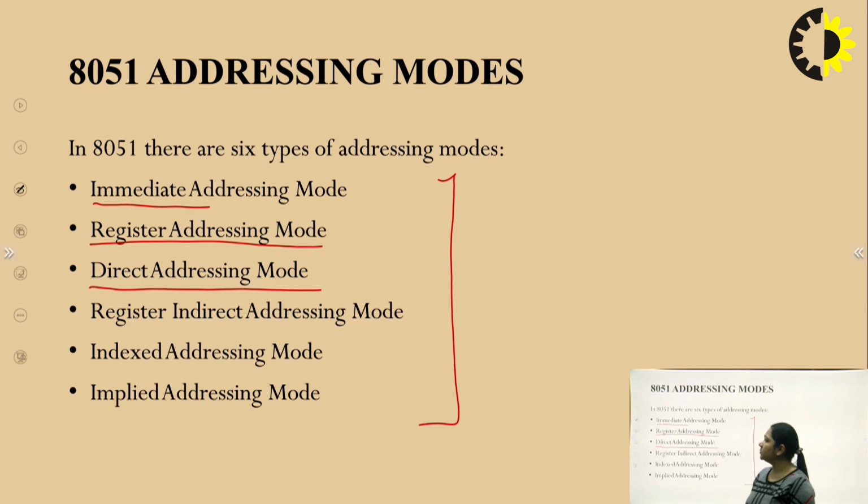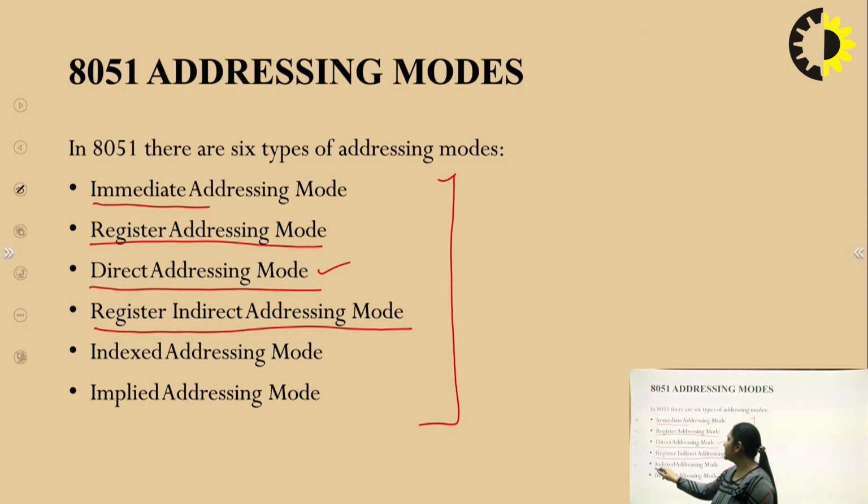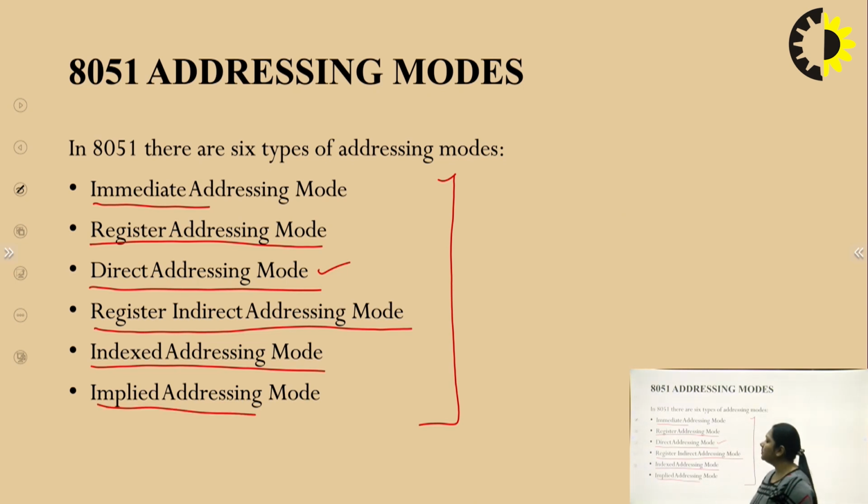Next is direct addressing mode, when the address is directly given in the instruction. Register indirect, when the address is indirectly given by the register. The register is pointing to the address. Indexed is when we have to use the program counter and data pointer or some other indexes for the addressing. And last one is the implied. In implied addressing mode, there is no operand given. The instruction itself has only the opcode and no operand, and we can easily find out what we have to do in that particular instruction without any operand.